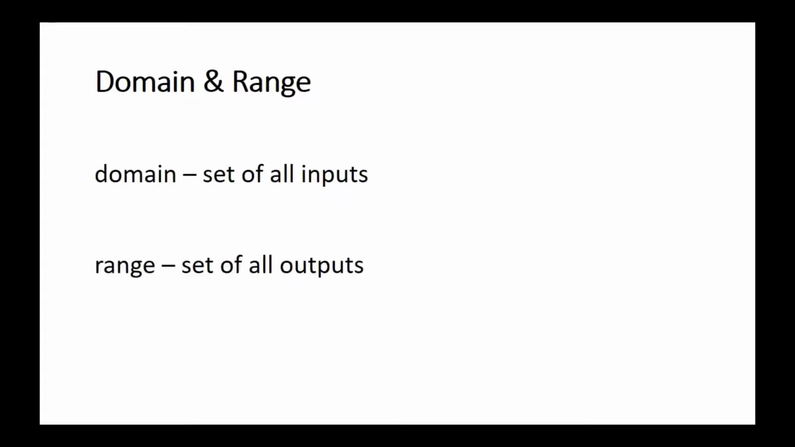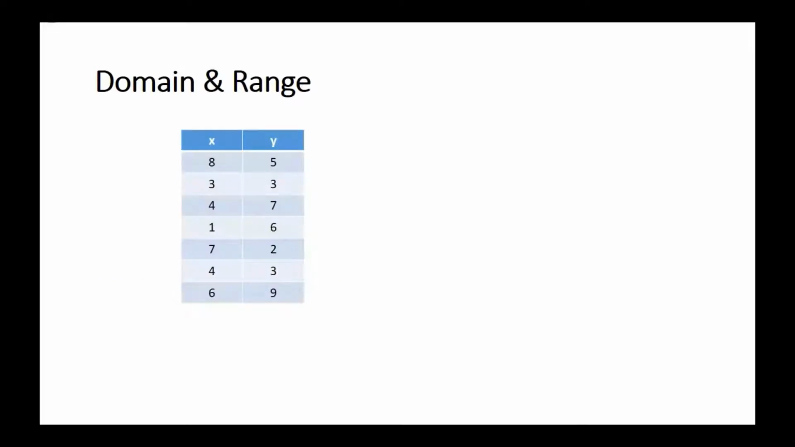The domain and range of a relation. The domain is the set of all inputs, and the range is the set of all outputs. So since we've been dealing with X and Y, the domain would be all the possible X values. The range would be all the possible Y values. So looking at that same set, we can say that the domain is the set of numbers 1, 3, 4, 6, 7, and 8. The range is the set of numbers 2, 3, 5, 6, 7, and 9.